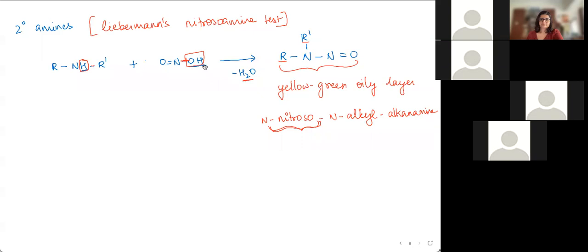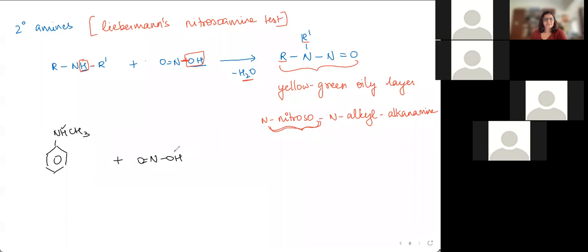Could you take another example for this reaction? So this is the common one that's taken. N-methyl aniline, sorry. So NHCH3 plus HNO2, the same thing.